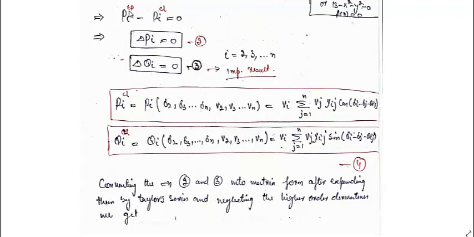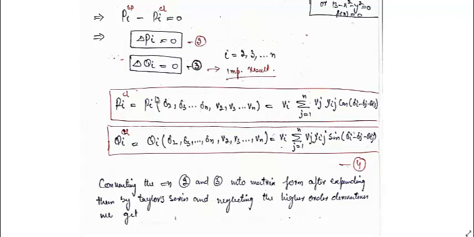So this Pi specified minus Pi calculated will be equal to 0. I can take it as delta Pi is equal to 0. Similarly, we can do the same thing for Qi, so delta Qi will also be equal to 0. So these are the two equations which we have to use for the Newton-Raphson method. Here i will vary from 2 to n, because at every bus we will have this equation to be followed. So Pi specified will be equal to Pi calculated.